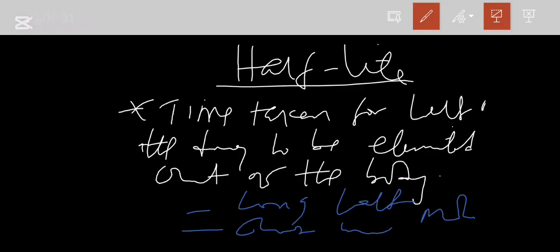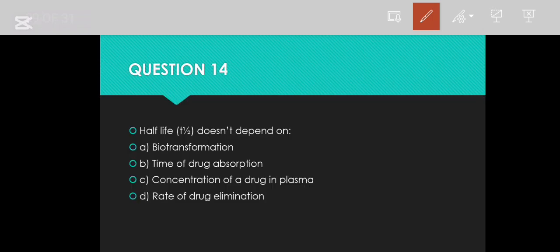So now let's look at what can affect half-life. What can affect the half-life of a particular drug? Let's look at them. The biotransformation.